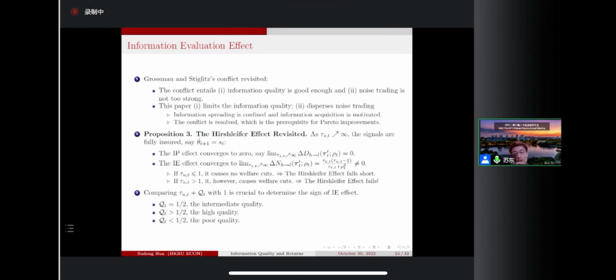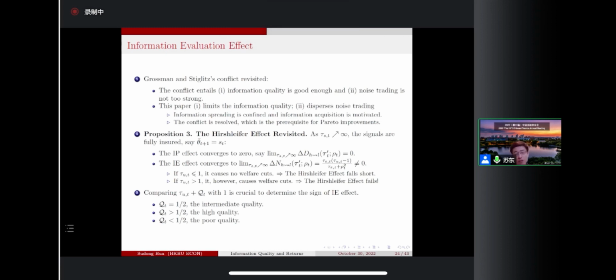And then I check the Hirshleifer effect, 1971. It says the welfare cost is due to the loss of opportunities for getting insurance. So if I let the tau s go to infinity, and the fundamental theta, the average theta should be equal to the signal, and then we are fully insured. But in this case, the IP goes to zero, doesn't matter, but the IE matters.